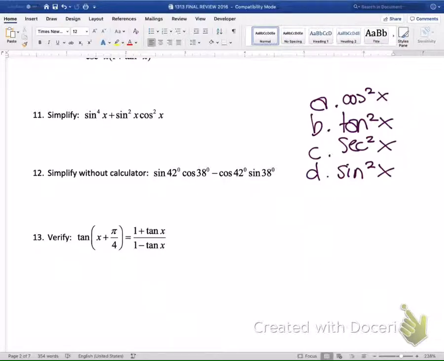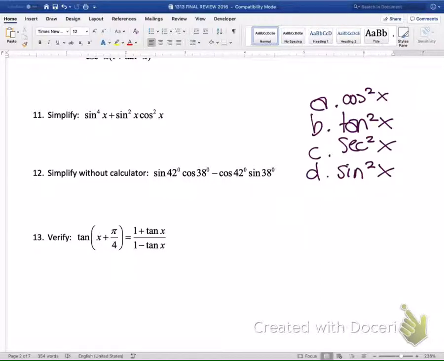Now, this is just kind of like a fallback thing. Of course, it would be best if we can just simplify and figure it out, but I'd rather you get it right. And of course, questions like 12, simplify without a calculator. Well, they can say that all they want. It doesn't matter. Type that in your calculator, make sure you're in degrees, and make sure you get the same decimal.